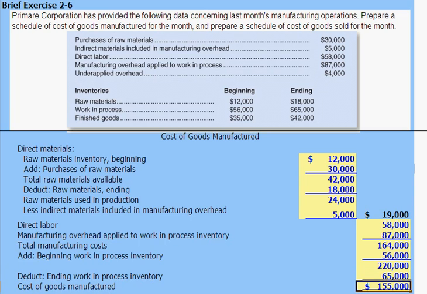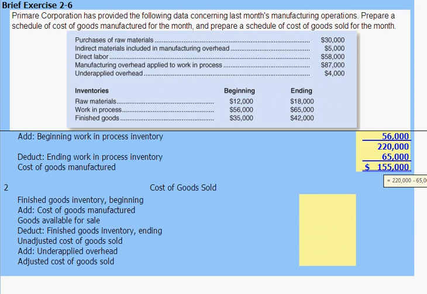If we deduct ending work in process, which is given, which is $65,000, we have our total cost of goods manufactured, which is $155,000. That's the 220 minus the 65,000 in ending work in process inventory. To calculate our cost of goods sold, then, we begin with our beginning finished goods inventory, which was given, and it was $35,000.